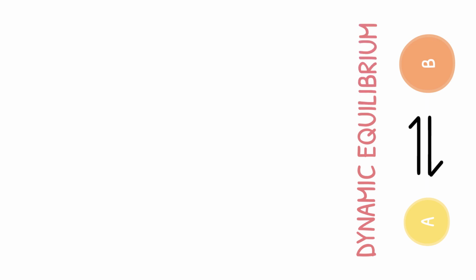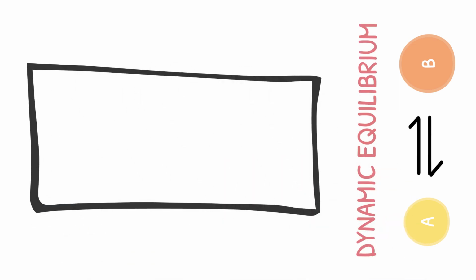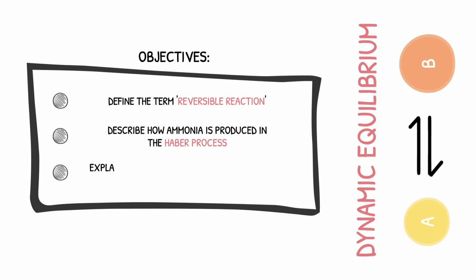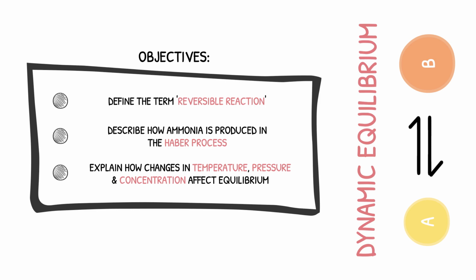In this video, we are looking at dynamic equilibrium. By the end of this video, you should be able to define the term reversible reaction, describe how ammonia is produced in the Haber process, and explain how changes in temperature, pressure, and concentration affect equilibrium.